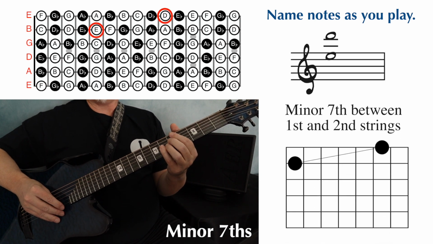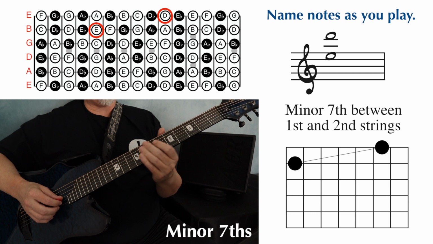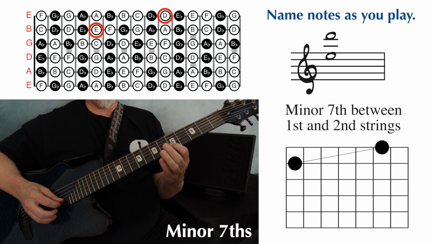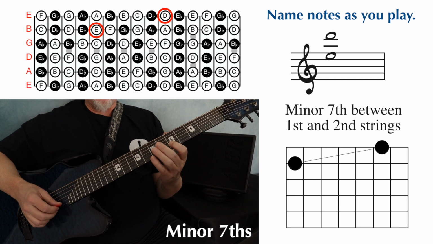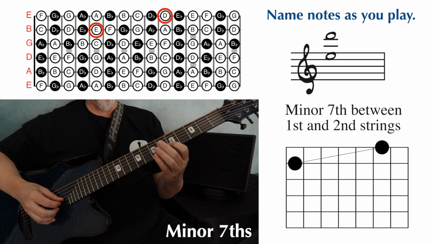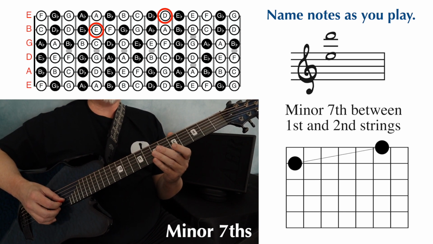Now let's look at minor 7ths on adjacent strings. Minor 7th between strings 1 and 2 is going to be 5 frets away. So here's an E on string 2. 5 frets away from that on the first string is a D, which is your minor 7th higher. So you're probably not going to be playing that one as often.